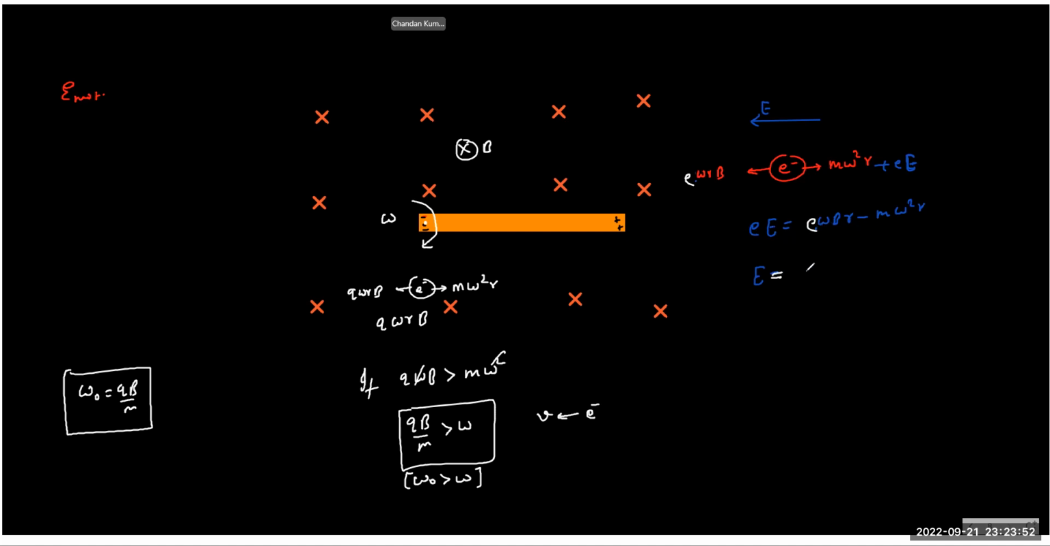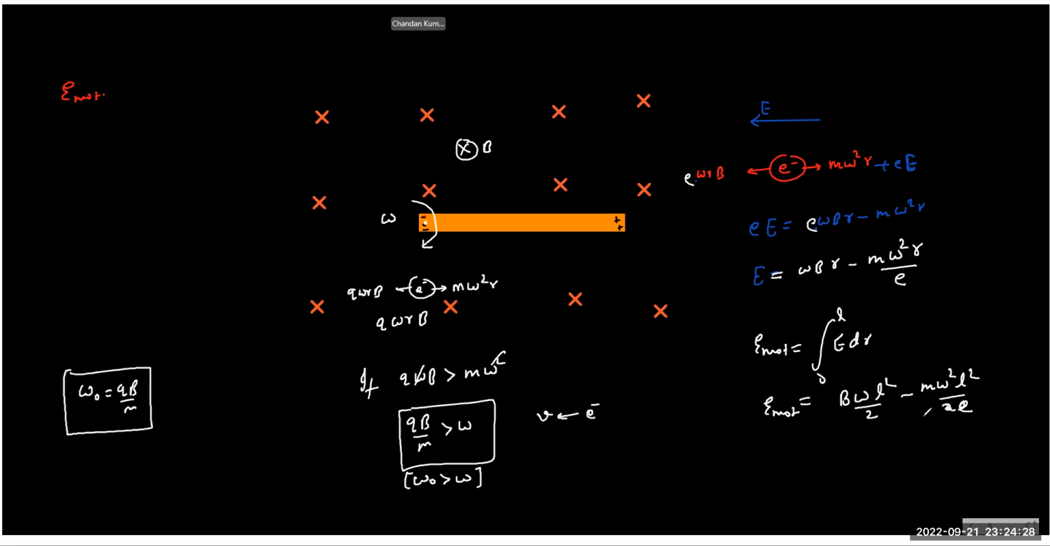So the E becomes omega B omega R minus M omega square R by E. And see, these are like superposition formulas, like we have seen before. So the motional EMF will be the integral of E dot dr. I will take the value itself. The first term will give you B omega L square by 2, and the second term will give you M omega square. And now you know that this is just like superposition.